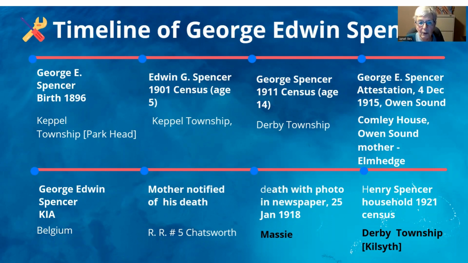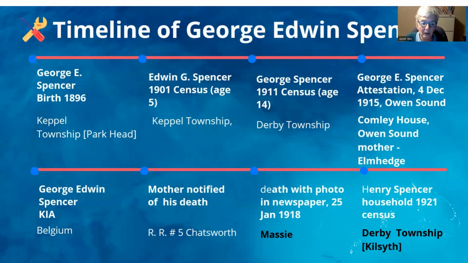By the 1901 census, they're still in the same locality as far as we can tell. By 1911, they were in Derby Township. And I figured this location was on what we call the bypass of Owen Sound, just south of Springmount. Then when he attested, he was shown at the Comley House, but his mother was at Elm Hedge.